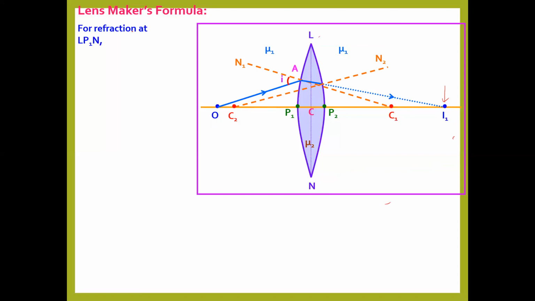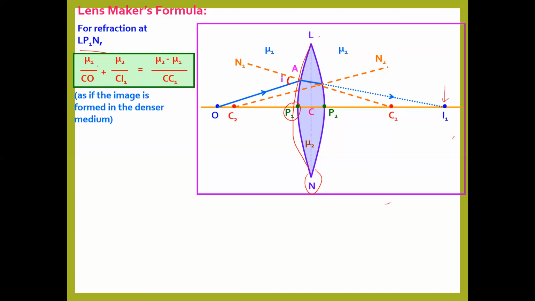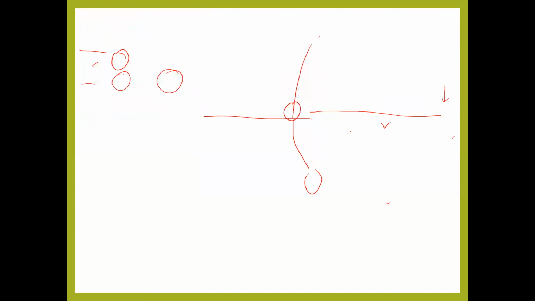So for the refraction at the LP1N surface, we know the relation. What you can find out is mu1 by CO, where CO is the object distance U, that means minus U here, and mu2, the second medium, by CI1, this is V, that means the image distance for the first surface, equals mu2 minus mu1 divided by CC1, that means the radius. That means we are using the relation that we have learned in the previous cases.